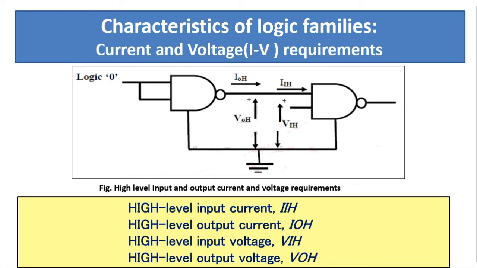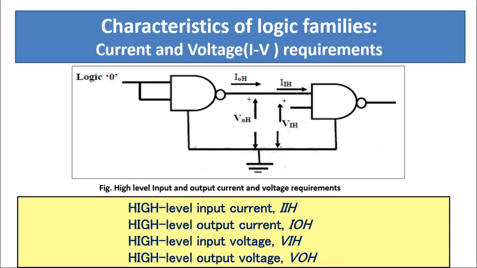Let us now discuss the first characteristic, that is current and voltage requirements or IV requirements of logic families. Actually, all these characteristics are common for all the logic families. Now, this slide and next slide show you how the input current and output current, input voltage and output voltage are referred when the logic level is high and logic level is low.